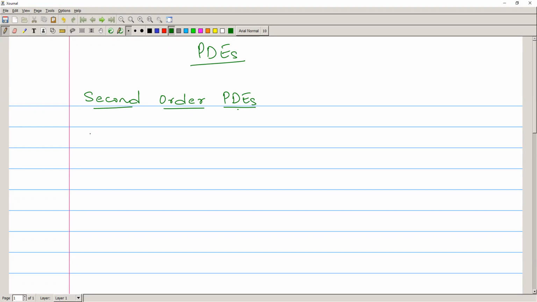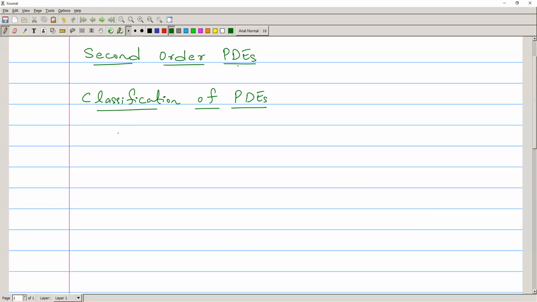Before going to solve the problems, first of all, we will talk about the classification of the second order PDEs, which is necessary before going to the solution of problems. So first of all, we will classify PDEs and then we will apply their respective methods of solution, right? The classification of PDEs is the same as the classification of quadratic equations.